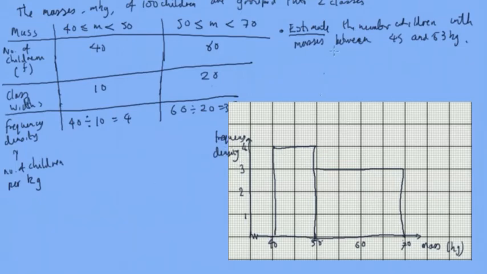So what we need to do here is, if we think about 45 is here, so that's 45, and 63 will be round about here.